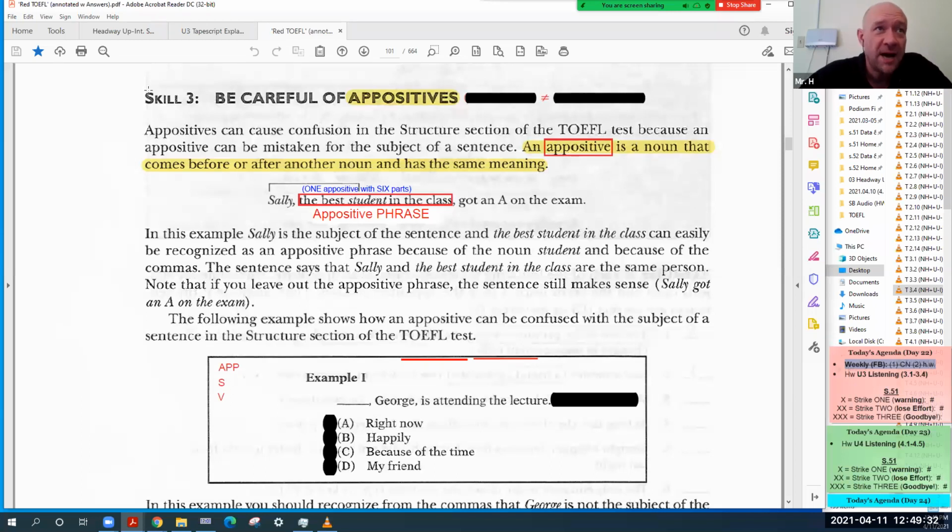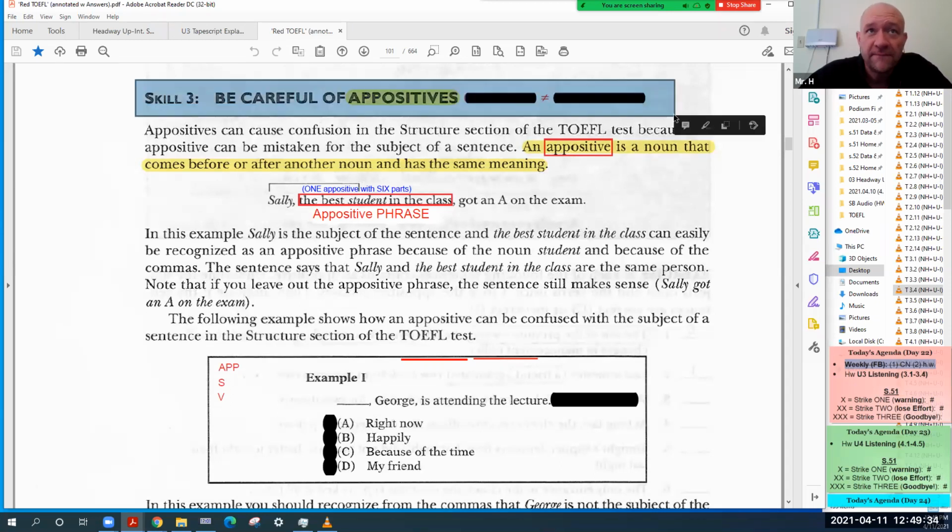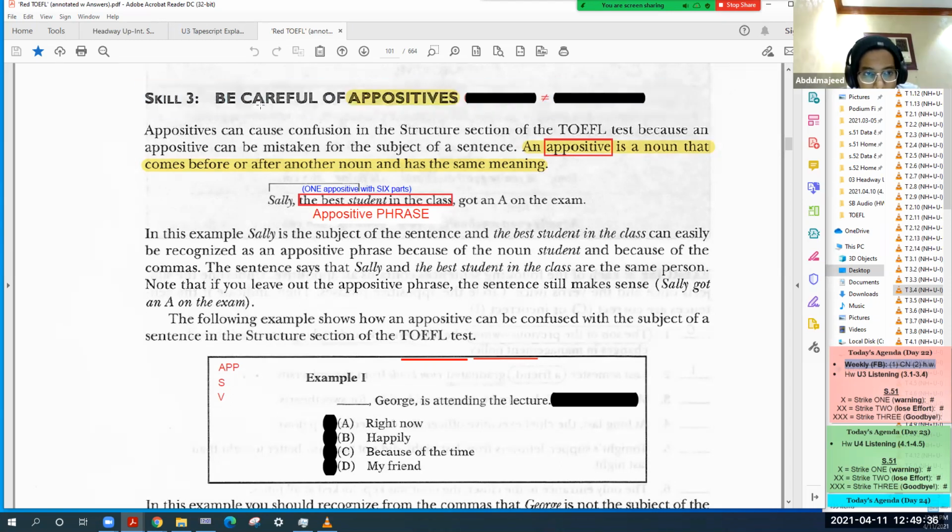Majid, what does it say at the top? Skill 3. Be careful of an appositive. Yeah. Now, what is this? I think if we want to add more information, we can use it. Okay. This is important to know about an appositive.